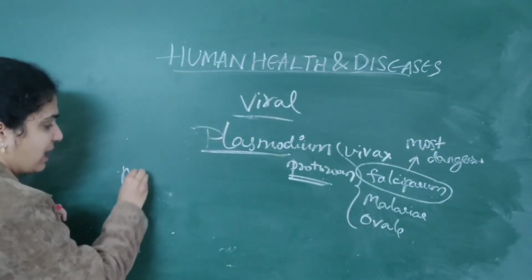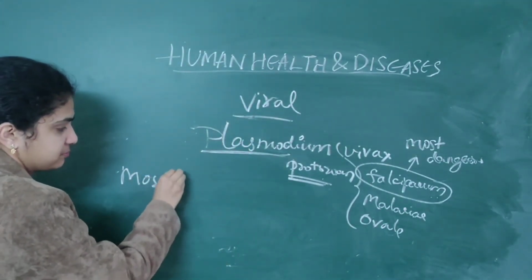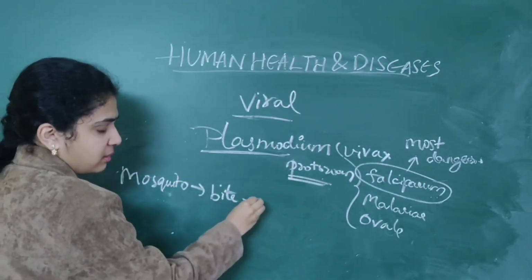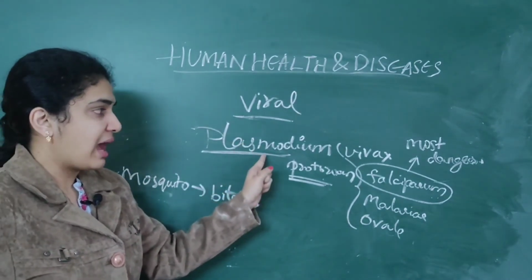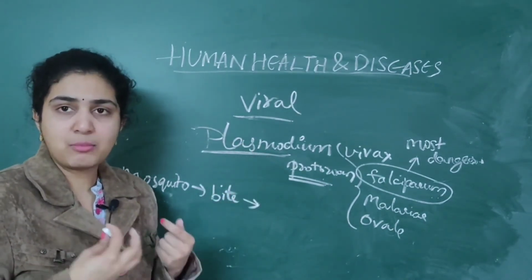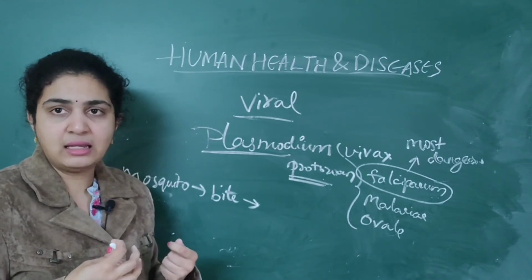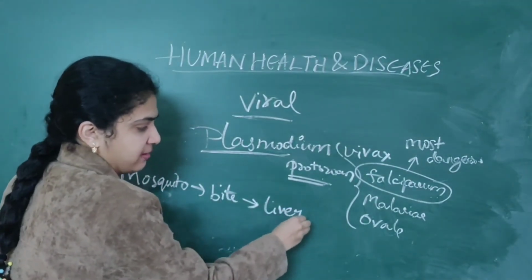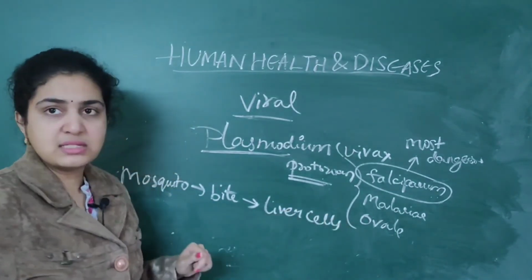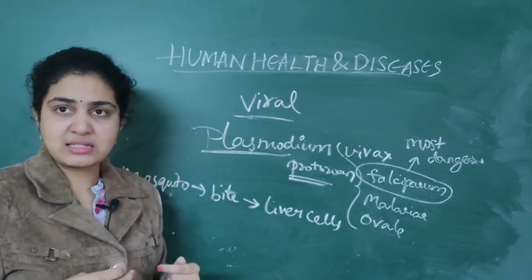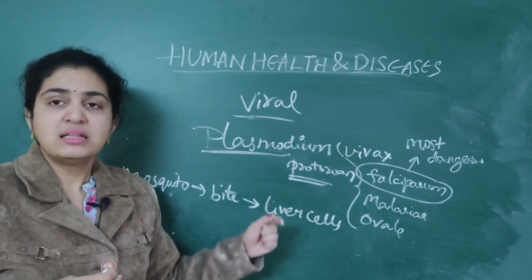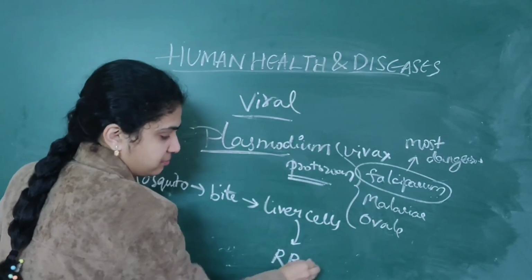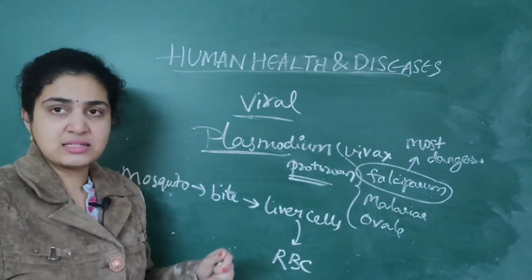So when the mosquito bites the humans, all the Plasmodium falciparum or malaria parasite which it is carrying will enter into the liver cells. First, the liver cells of humans. First it will attack the liver cells. From the liver cells, they are transferred into RBCs, that is, red blood cells.